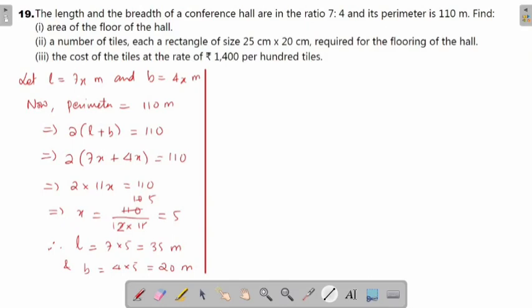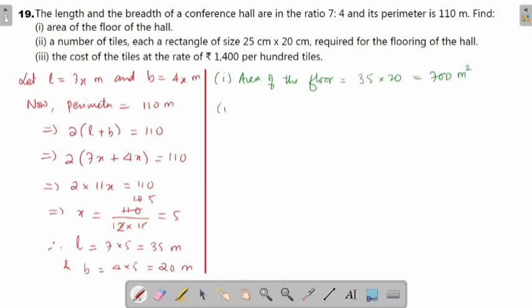So number 1 we have area of the floor, okay, or hall you can write. So it is length into breadth, that is 35 into 20, which is 35 into 20 is 700 meters square. So this is your first answer.